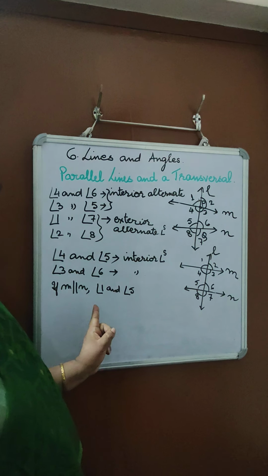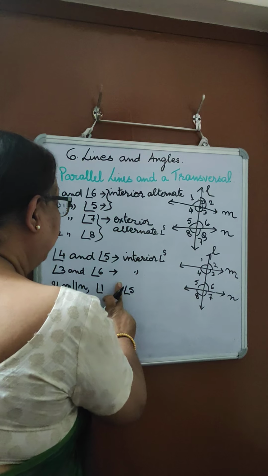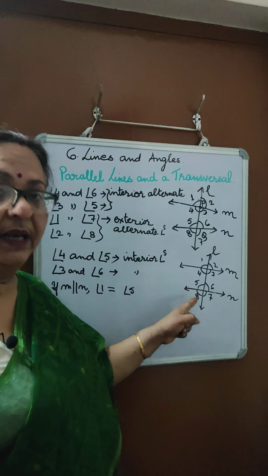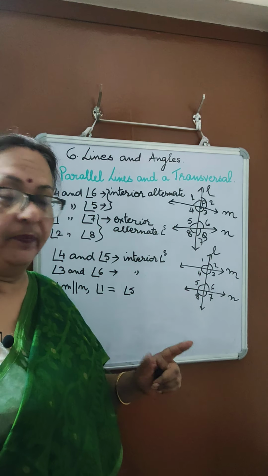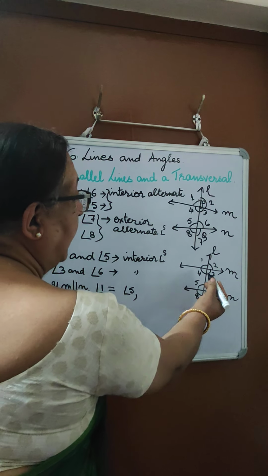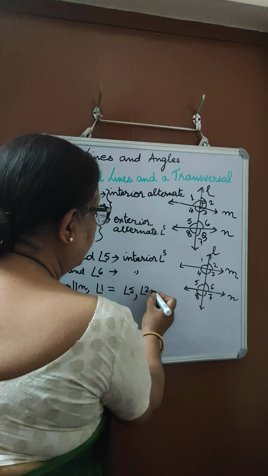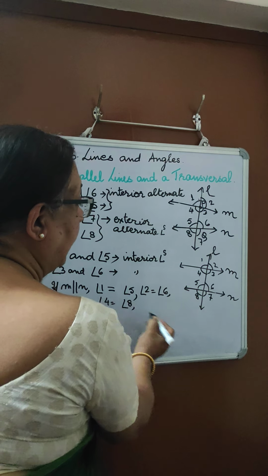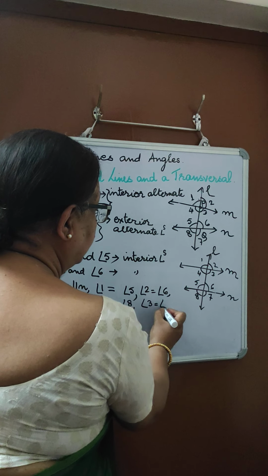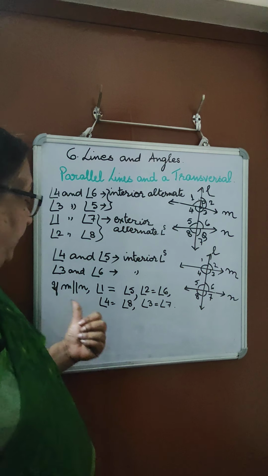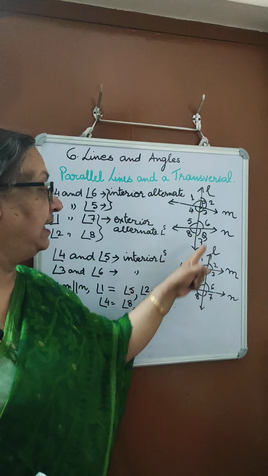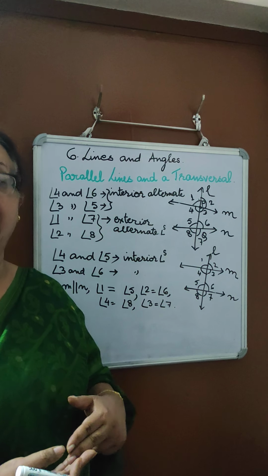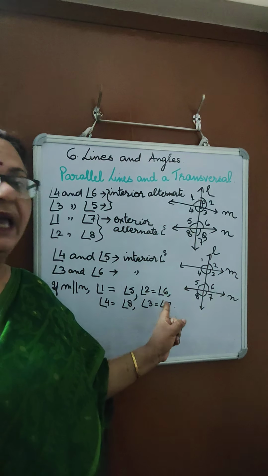Now if the lines are parallel, then angle 1 will be equal to angle 5. That is, if lines are parallel, then corresponding angles are equal. This is one pair of corresponding angles. Another pair, we have angle 2 and angle 6. So 2 will be equal to 6, 4 will be equal to 8, and angle 3 will be equal to angle 7. So what we see, if M is parallel to N, that is, if lines are parallel cut by a transversal, corresponding angles are equal.